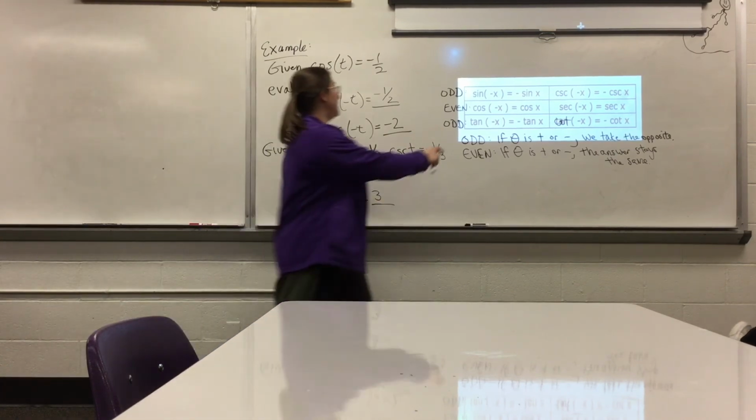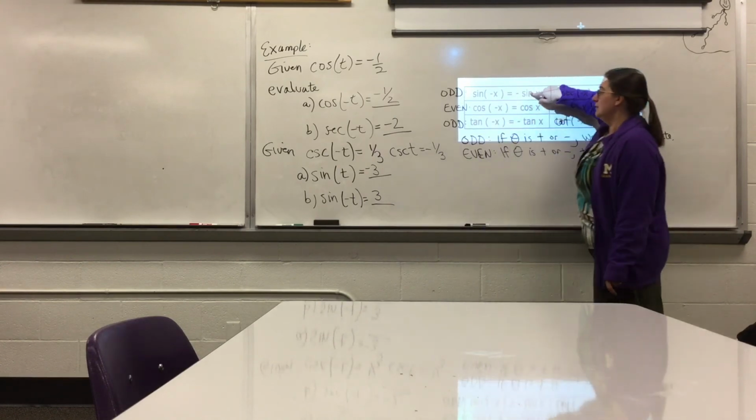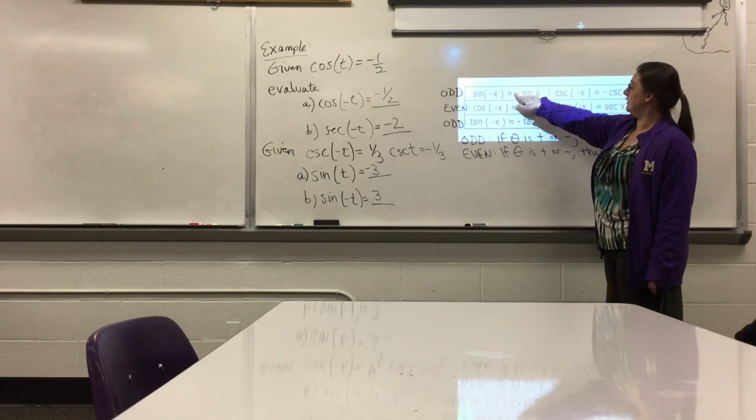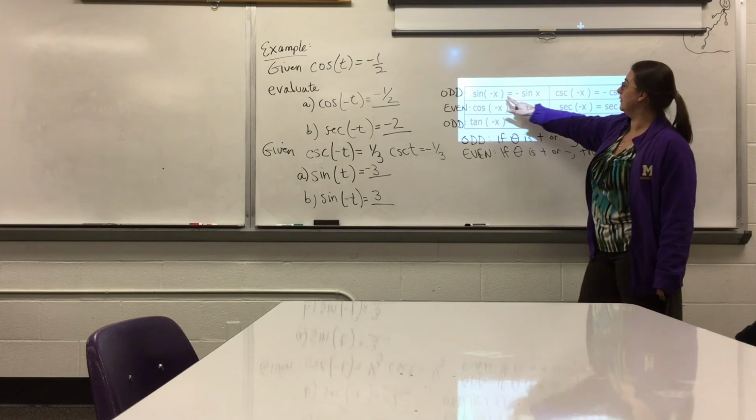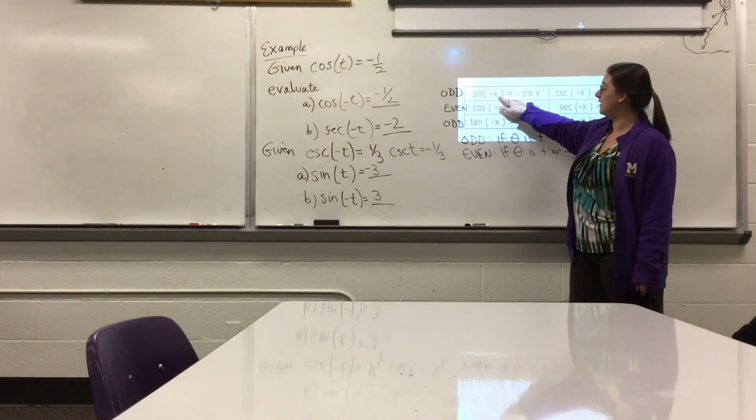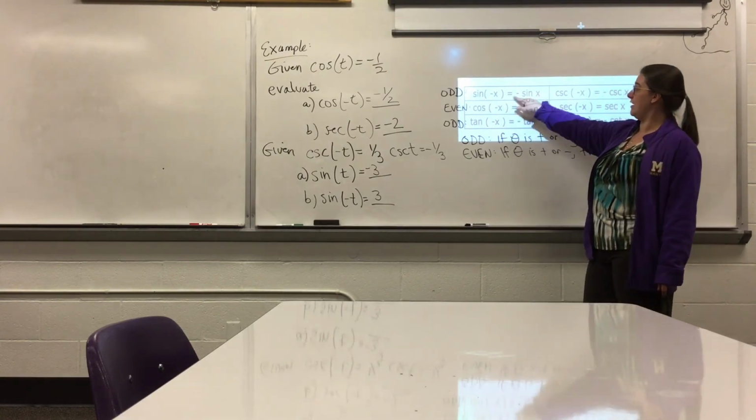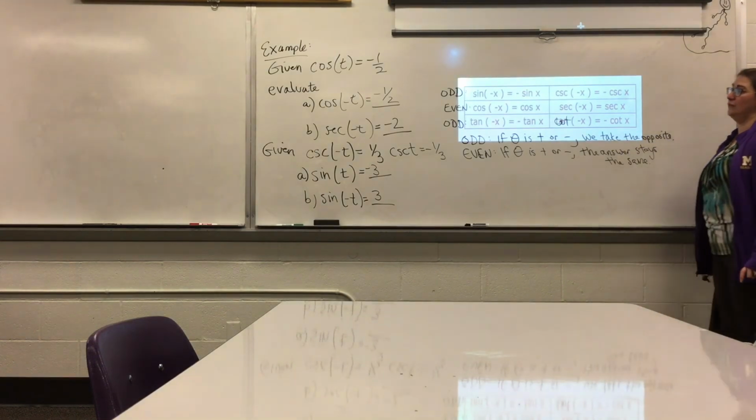So sine of t, well, if the sine of negative t is 3, then the sine of t would be the opposite of it, and that's the way those work.